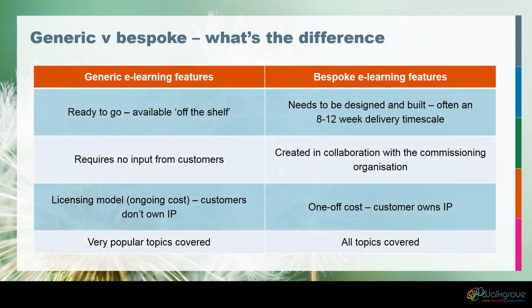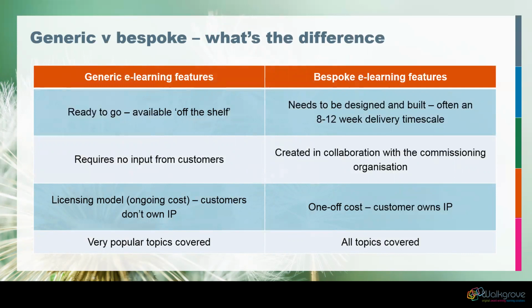I tried to structure this to make it very easy to compare feature-wise. So for generic e-learning, one of the key features is that it's ready to go and it's available off the shelf. What that means is there's a very, very small lead time between being able to actually get that and roll it out. So it's not going to take you that long. It doesn't require any input from you. So if it's a generic e-learning course, there's no need for subject matter expertise, no need for your input. So that means that it doesn't require a lot of your time.